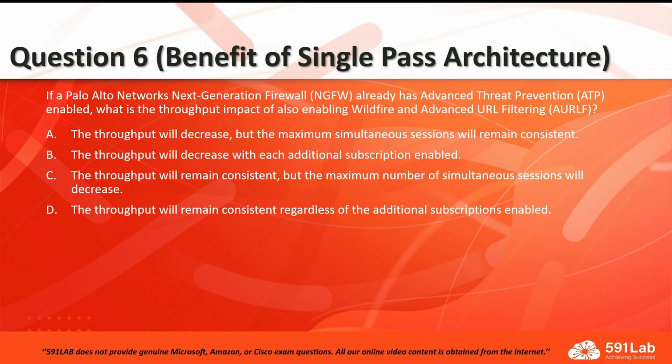Let's go to the question number 6. This question is still about the Palo Alto Network single pass architecture. And the question is as follows. If a Palo Alto Network's next generation firewall or NGFW already has advanced threat prevention or ATP enabled, what is the throughput impact of also enabling WildFire and advanced URL filtering or AURLF? The options are as follows.